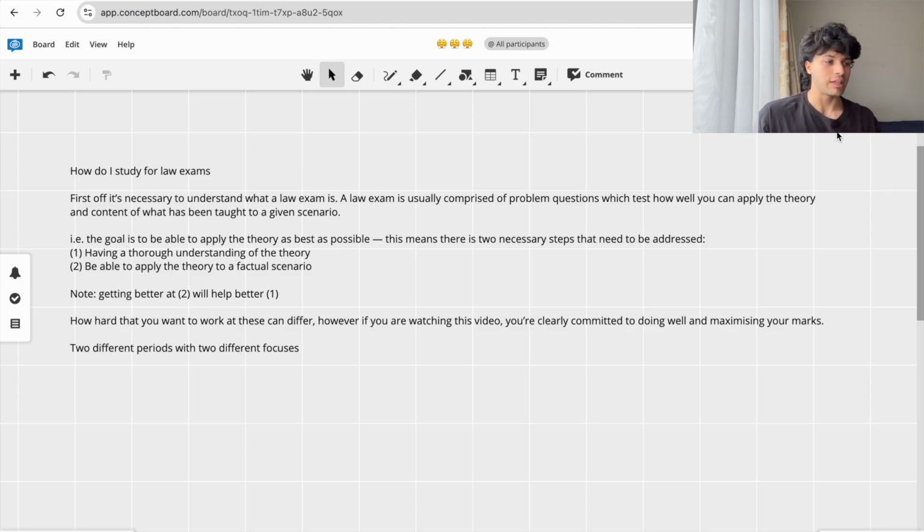Obviously, you can see on screen what I've got, and I'll just keep going through this. I've got a bit more down, which we'll scroll down to. But yeah, so how do I study for law exams? That's the first point.